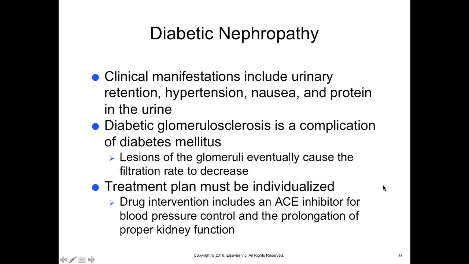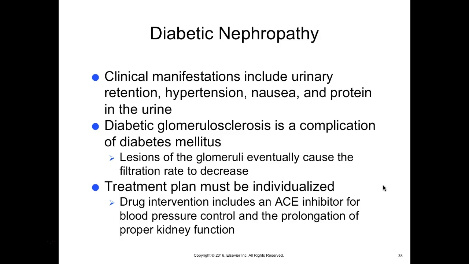Diabetic nephropathy. Clinical manifestations include urinary retention, hypertension, nausea, and protein in the urine. Diabetic glomerular sclerosis is a complication of diabetes mellitus. With untreated or poorly treated diabetes mellitus, lesions of the glomeruli eventually cause the filtration rate to decrease. So the filtration and urine formation, there's going to be spilling of protein, possibly red blood cells, and then there's going to be large volumes, of course, of glucose in the urine as well from the untreated or poorly treated diabetes.